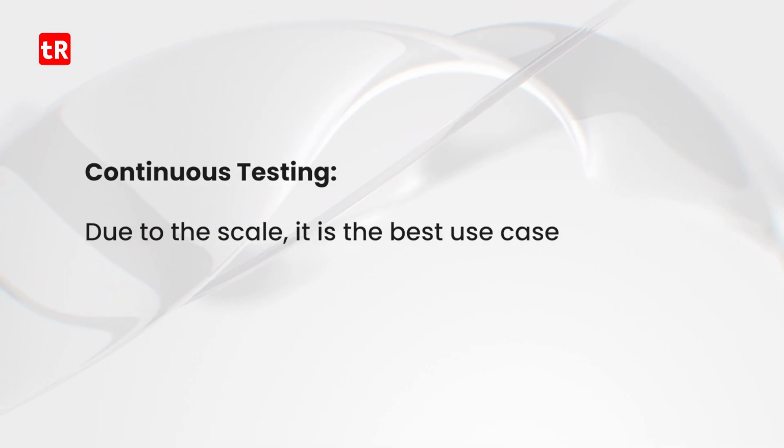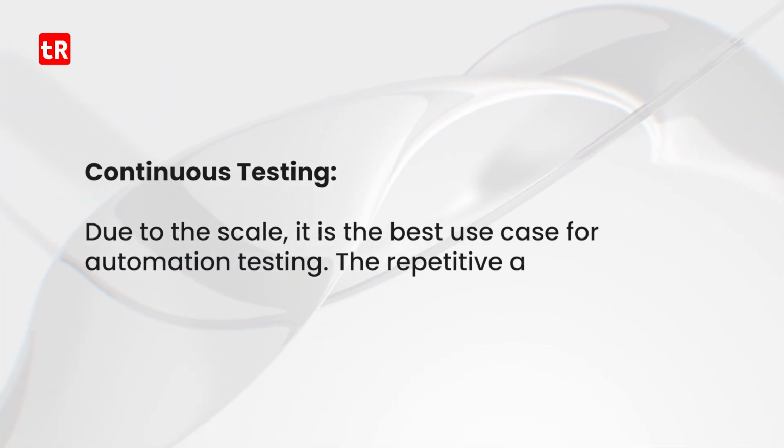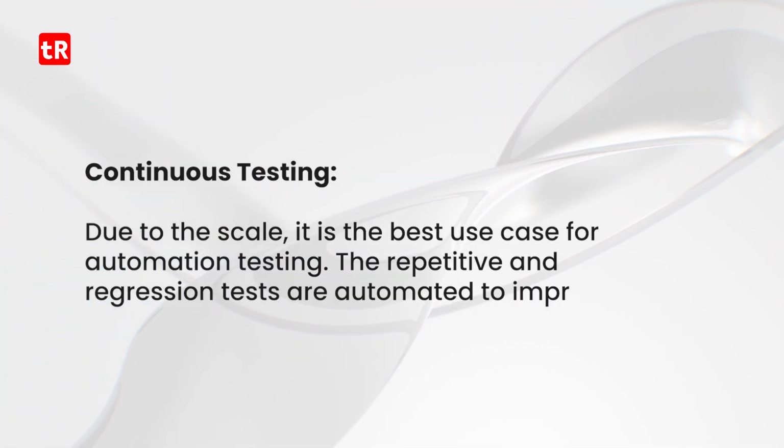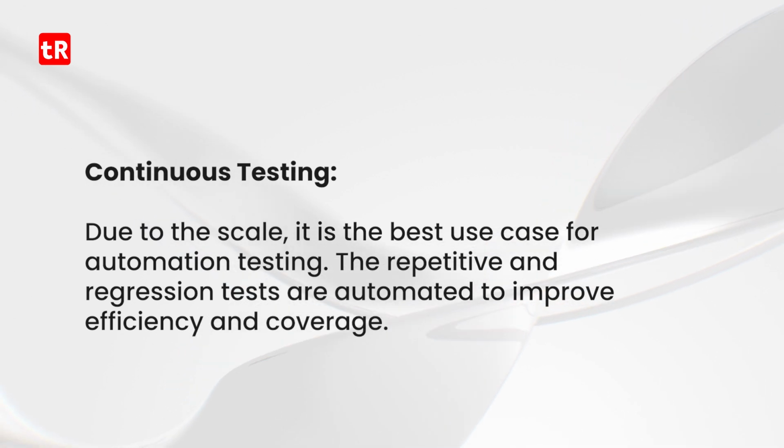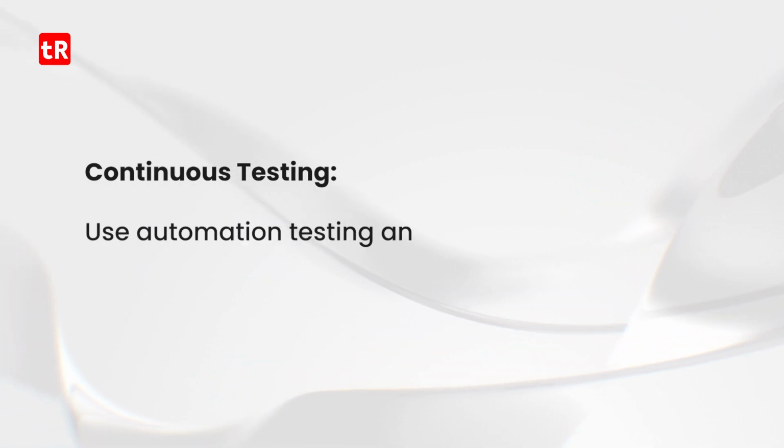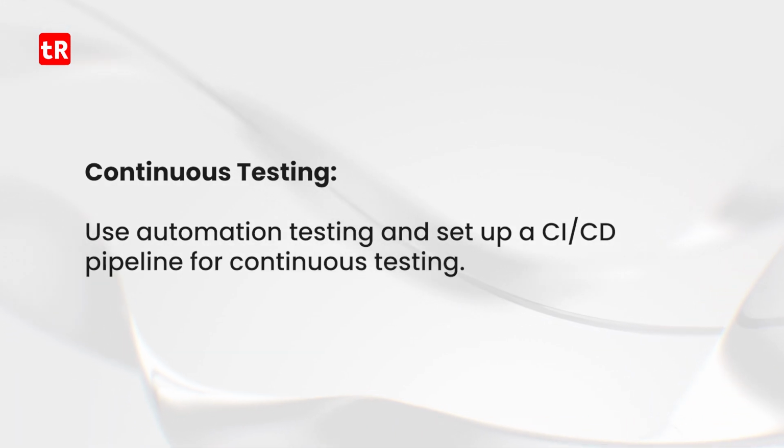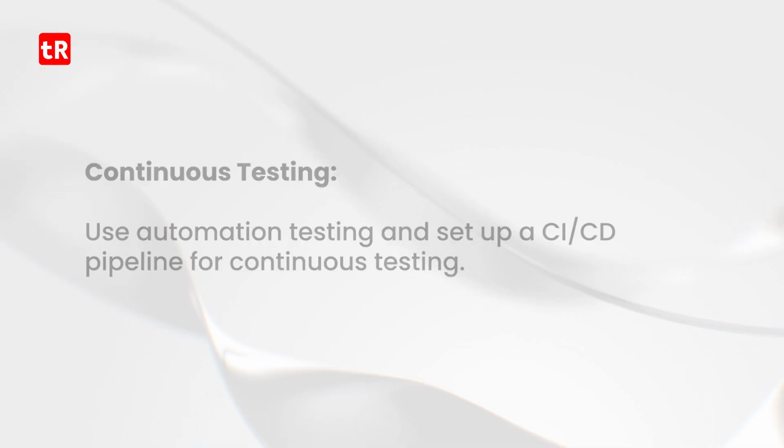Continuous testing. Due to the scale, it is the best use case for automation testing. The repetitive and regression tests are automated to improve efficiency and coverage. Use automation testing and set up a CI/CD pipeline for continuous testing.